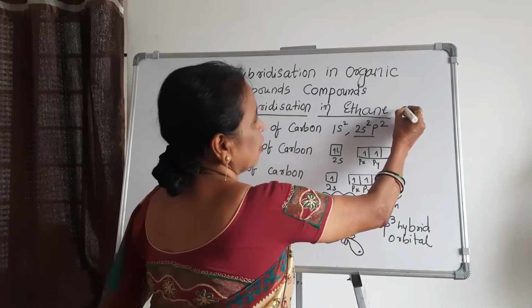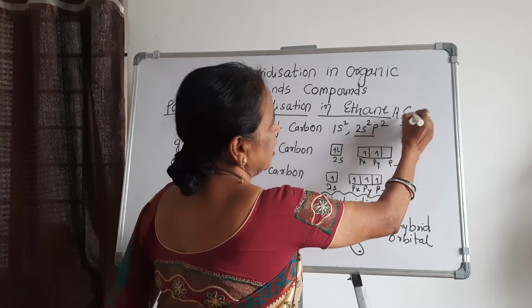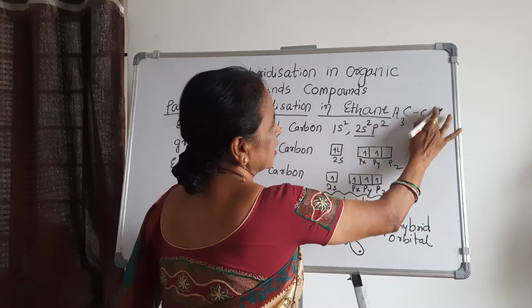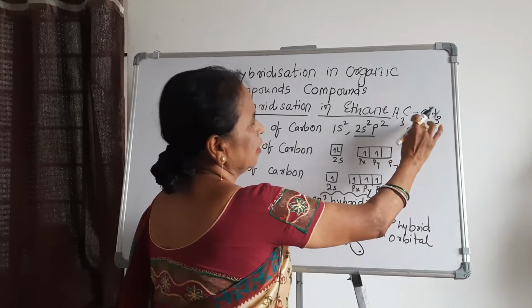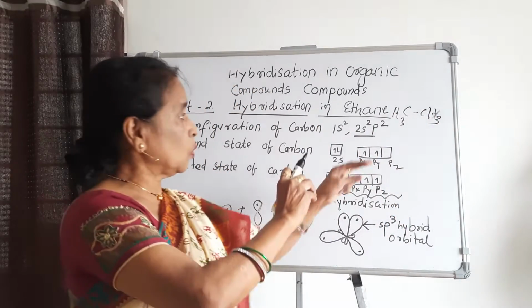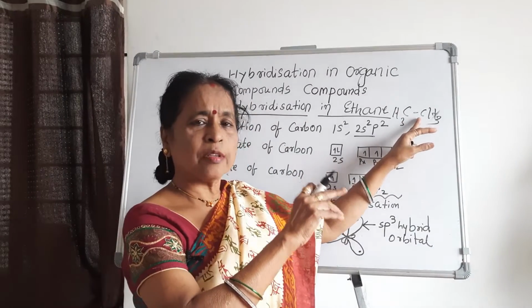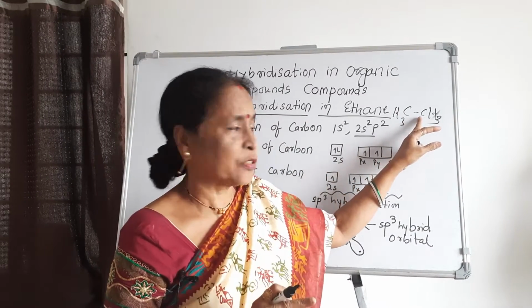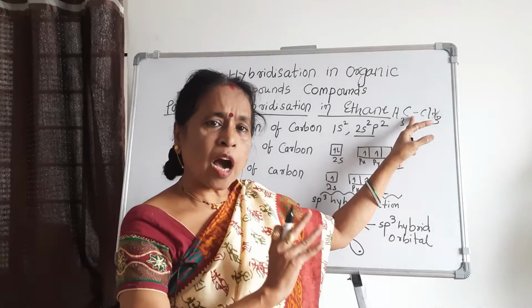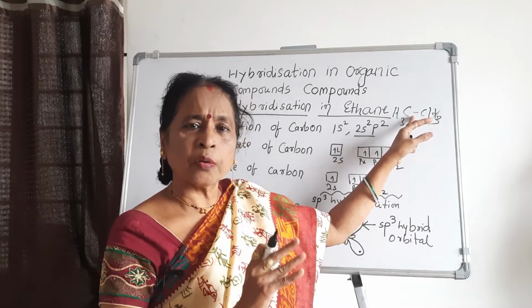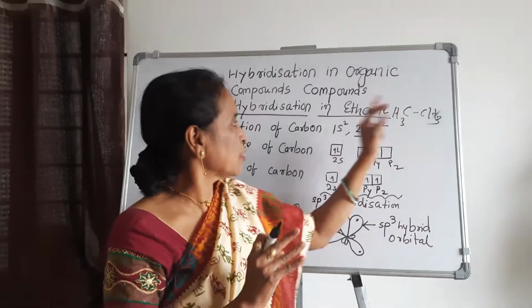Now ethane, the structure is like this: CH3 and CH3. That means this CH3 carbon undergoes sp3 hybridization, and this CH3 carbon also undergoes sp3 hybridization. So both carbons are undergoing sp3 hybridization.